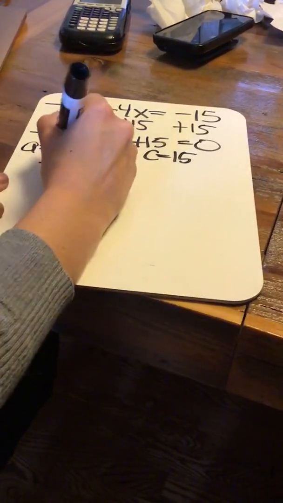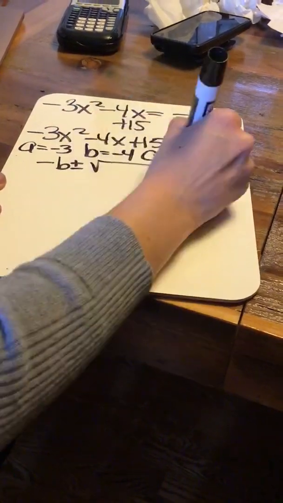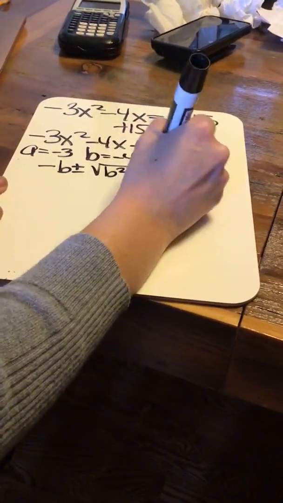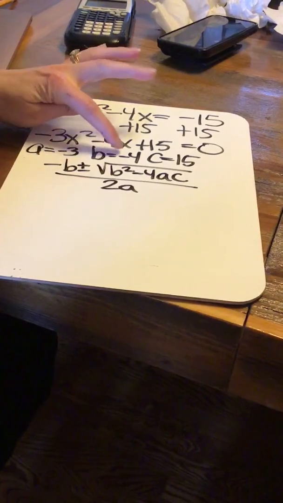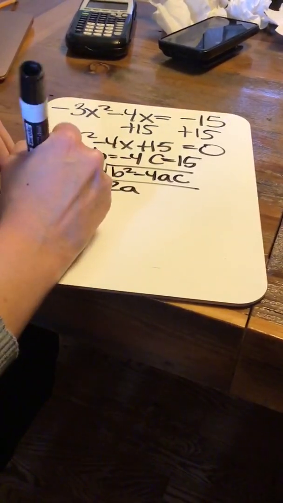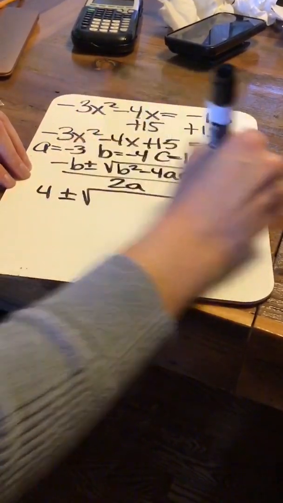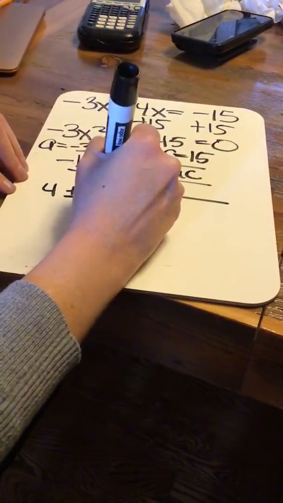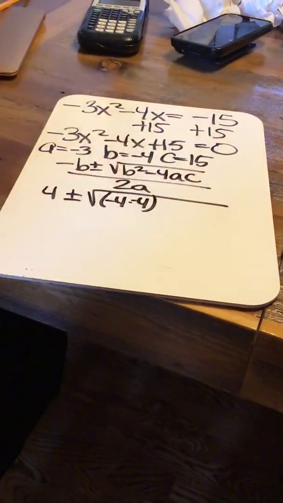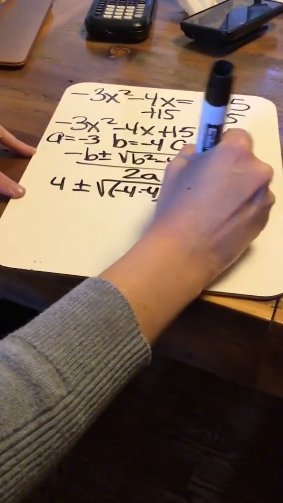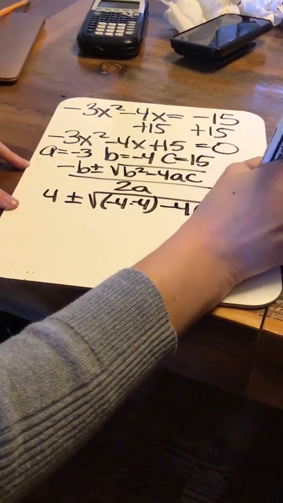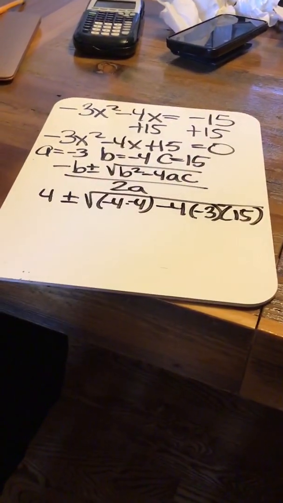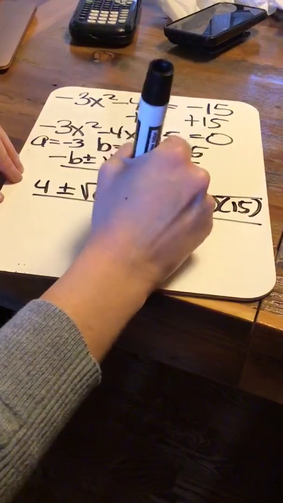Then I'm going to plug it into my formula, -b plus or minus the square root of b squared minus 4ac all over 2a. Remember, your -b means change the sign of b. So it's a -4, so it becomes a +4. Plus or minus the square root of -4 times -4, that's my b squared, minus 4 times a times c, okay? All over 2 times a.